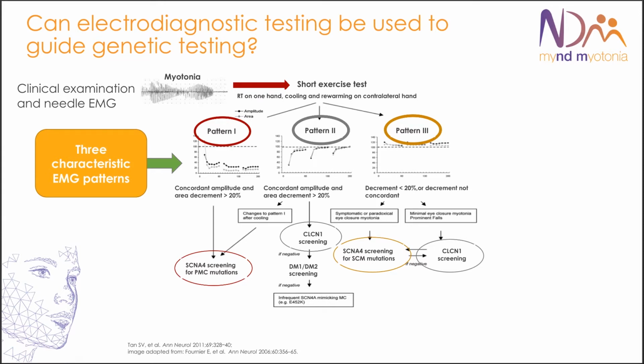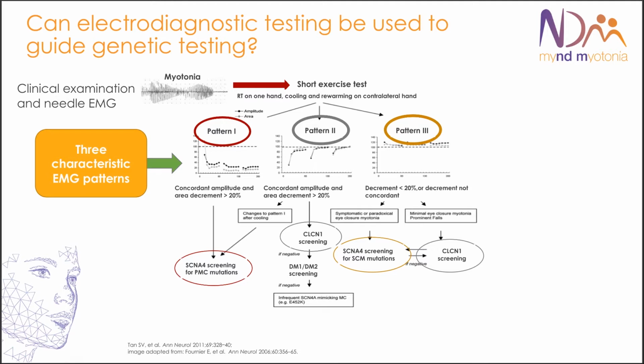There is also pattern 3, where the decrement of the amplitude is less than 20%, or the decrement is not concordant. In this case, if there is symptomatic or paradoxical eyelid closure myotonia, we should screen for the sodium channel, especially for the sodium channel myotonia mutation.